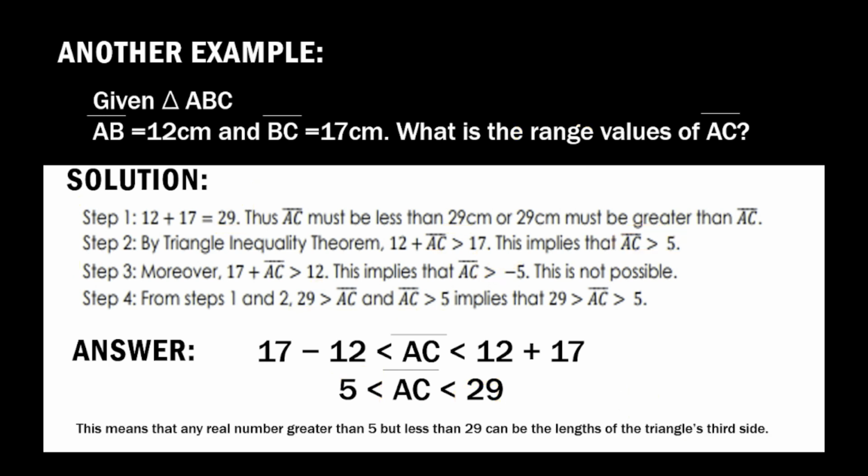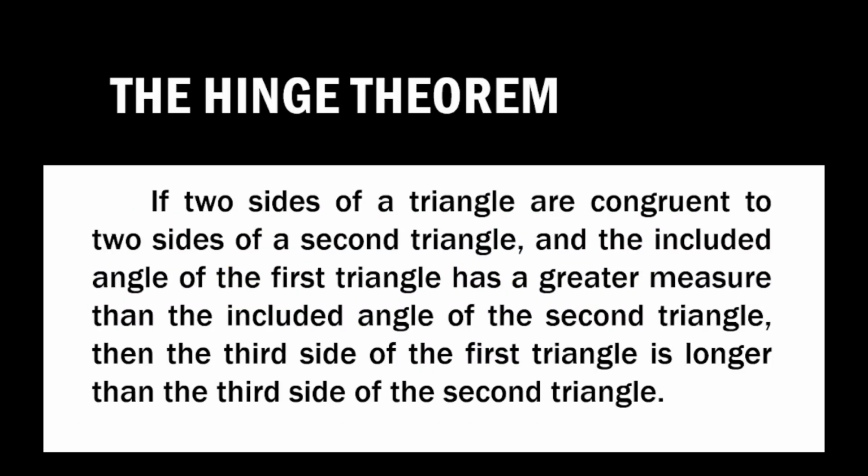So, this means that any real number greater than 5 but less than 29 can be the length of the triangle's third side. So, katulad ng sinabi ko kanina, it must be greater than 5, so pwede ang 6, and must be less than 29, so hanggang 28. Okay? Next, the Hinge Theorem.